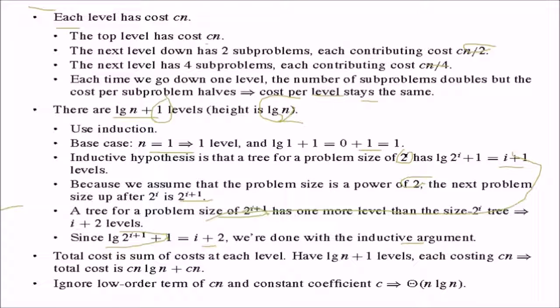So the total cost is the sum of the cost at each level. How many levels do we have? Log n plus 1. We multiply log n plus 1 by cn. So cn times (log n plus 1), that will be cn log n plus cn. And we ignore the low order term. In this case, cn is the low order term. So ultimately, we come down to the running time as order of n log n.